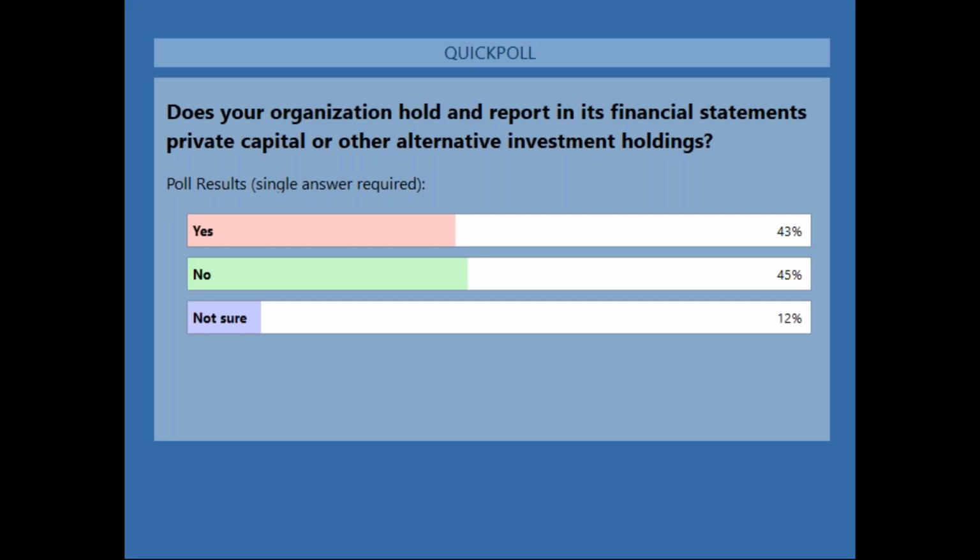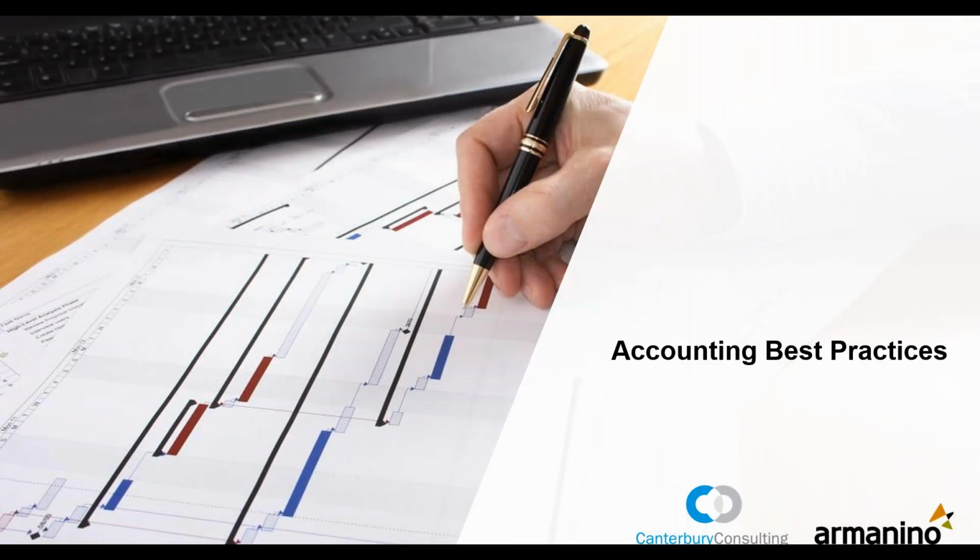Not surprising results, right down the middle, a mix of people holding these already and reporting them in their financial statements, and some that are not. And I think that's a perfect segue to the next piece of content we want to go over here to round out the hour.